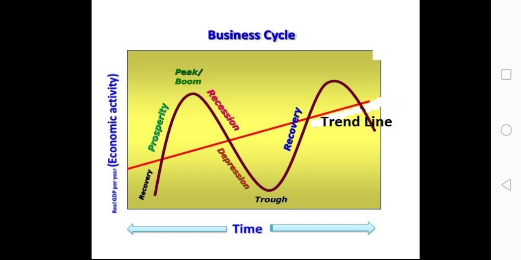In this diagram, we have taken time on the horizontal axis, time mostly in years, obviously. And on the vertical axis, we have taken real GDP per year, which we call economic activity. If we plot real GDP per year of an economy with respect to time, you will see this type of fluctuation like a sine wave.